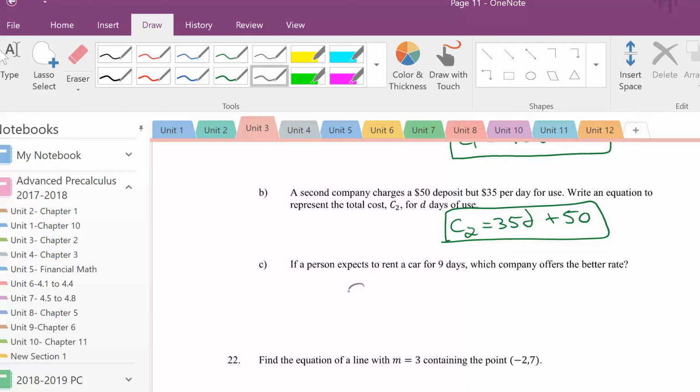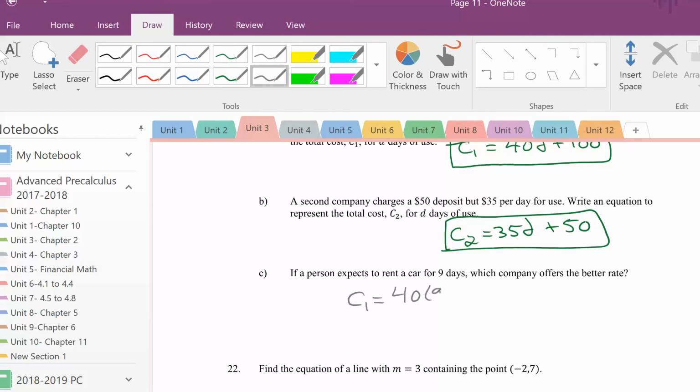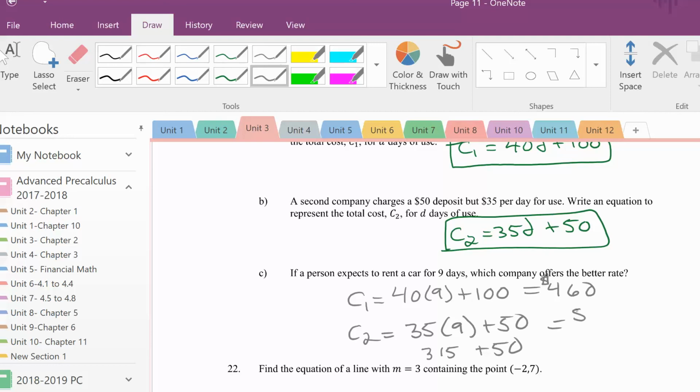So basically, C1 is equal to 40 times 9 plus 100. So 360 plus 100 is $460 for company 1. Company 2 is 35 times 9 plus 50. So 35 times 9, that's 315 plus 50 would be $365. So company 2 offers the better rate.